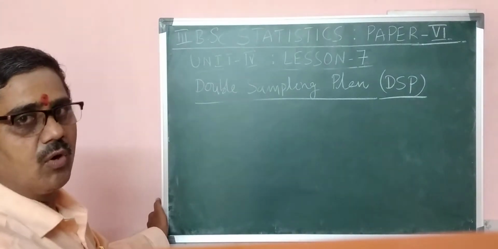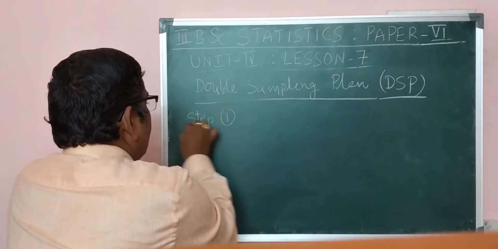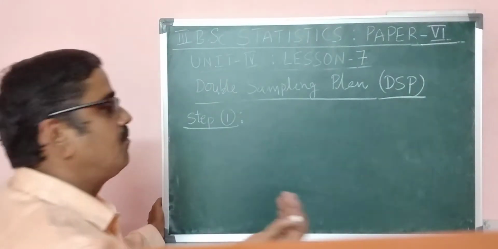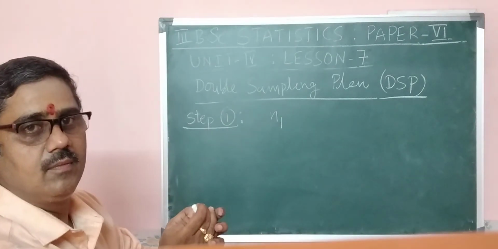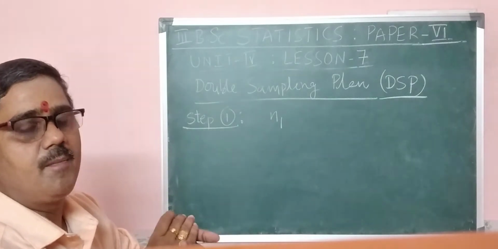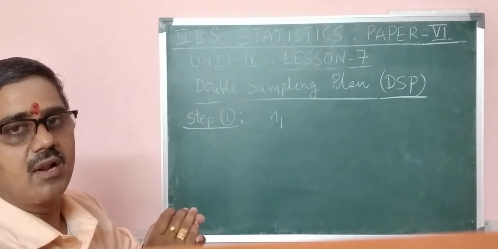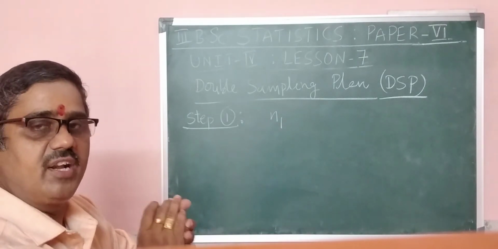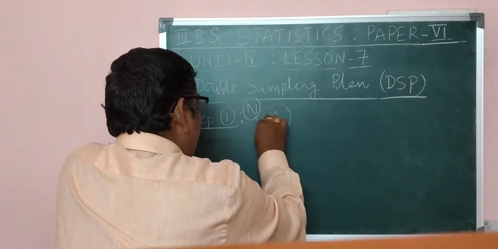Now consider the steps. For example, step 1. What do we have to consider in step 1? You select a first sample of size N1. The very first step of the double sampling plan is to select a first sample of size N1, and observe the number of defective items D1. After capital N, you have to select N1.